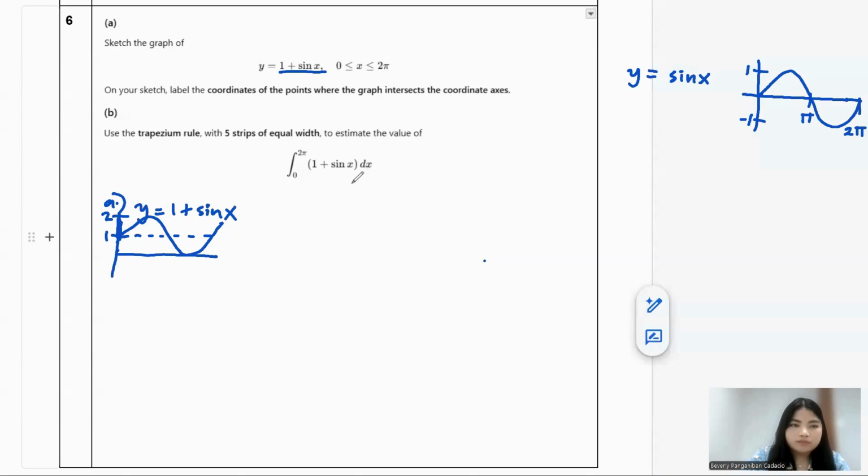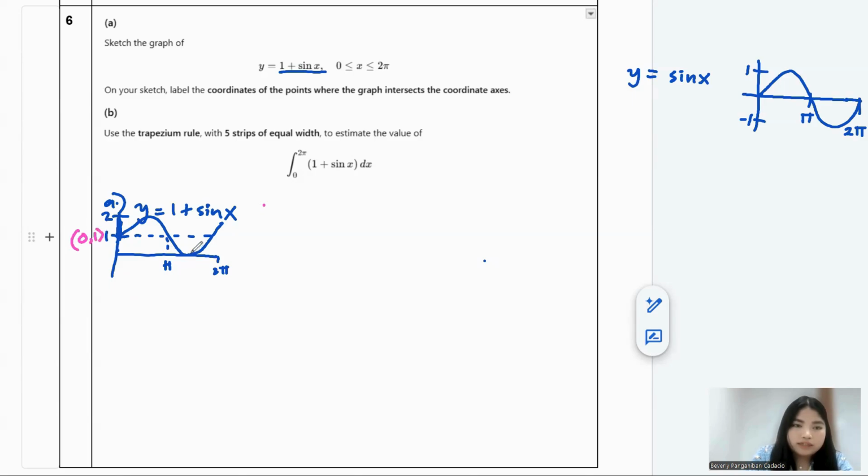Once again, it will be shifting 1 unit up. So of course, this one will be your pi now, and the end will still be your 2 pi. But you need to label the coordinates of the points where the graph intersects the coordinate axis. Meaning, I want to see the intercepts, which you can simply look at on your graph. Your intercept will be here, which is 0, 1. Let's label it here, 0, 1.